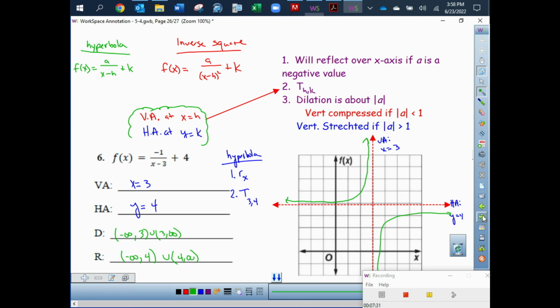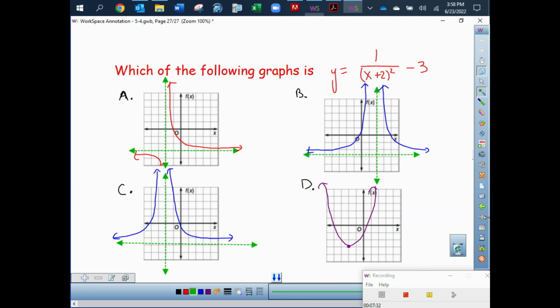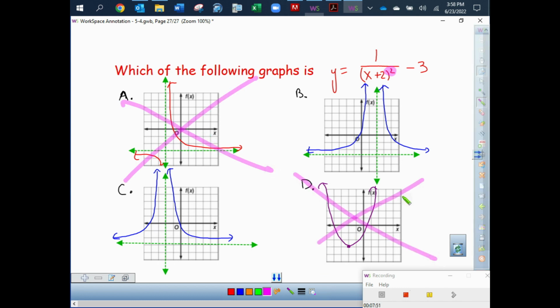So now let's see if you could answer a multiple choice question without ever having to type this in your graphing calculator. Which of these graphs is this? Well, I can tell by my little recognition, this is an inverse square. So it is not A, which is a hyperbola. It is not D, which is a parabola. It's got to be one of these two. Which one's it got to be? Well, it's about where those asymptotes are. This asymptote would have to be at x equals -2, which is over here, and that's not it. So it's got to be this one right here.